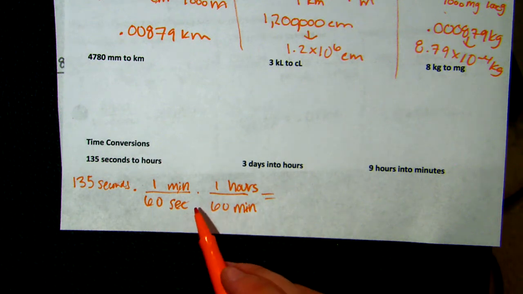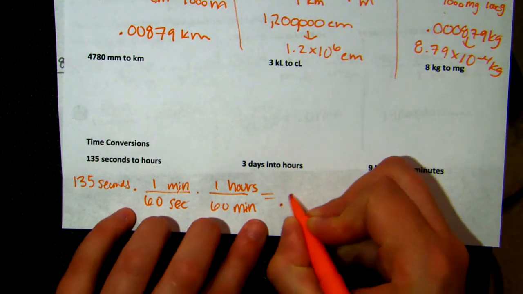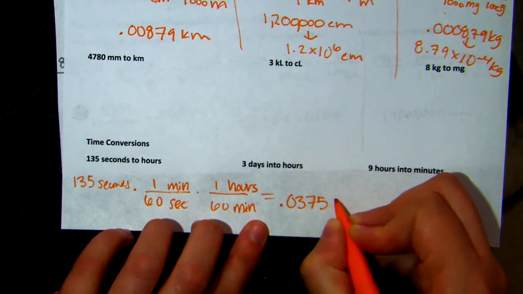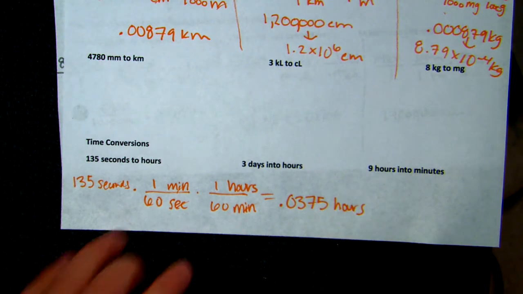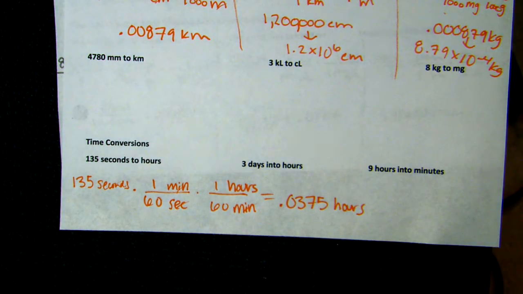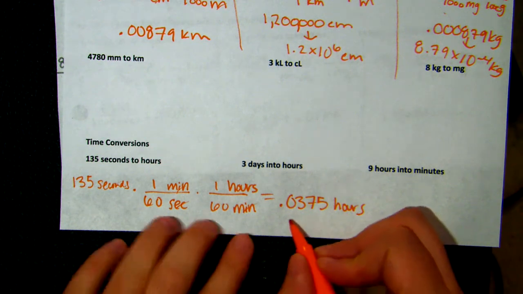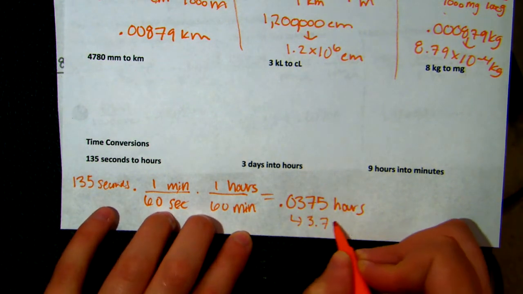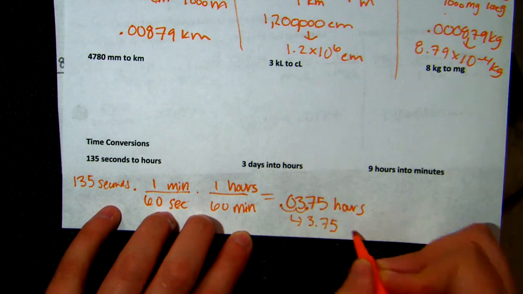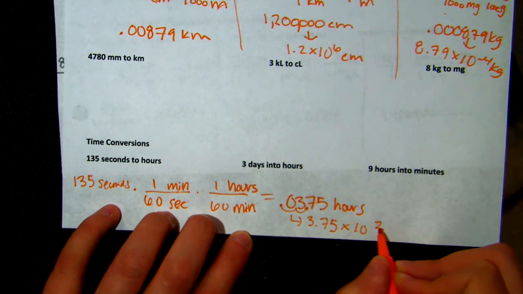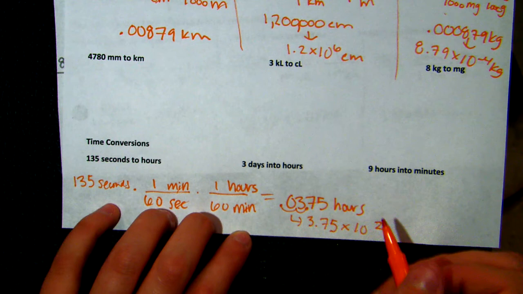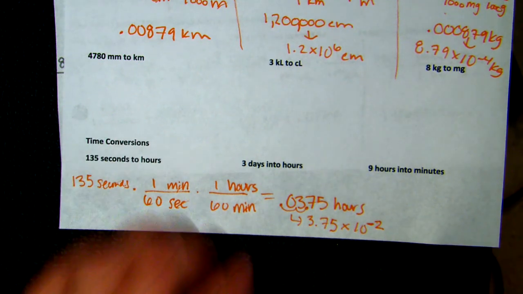And that gives me 3 over 80. As a decimal, that is 0.0375 hours. That makes a lot of sense, right? Because 135 seconds is not that much time, and that's even less of an hour. So we're going to have a decimal for an hour. If I was going to put this in scientific notation, I'd have 3.75 times 10, and I'm going to have a 2 in my exponent. That's a small number with a decimal, so it's going to be times 10 to the negative 2.